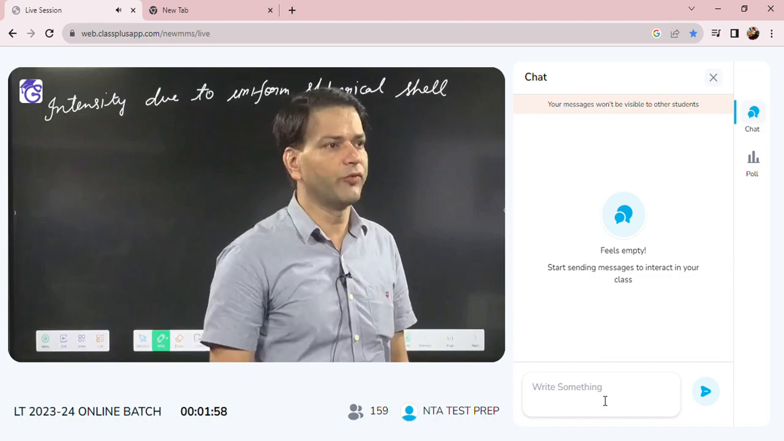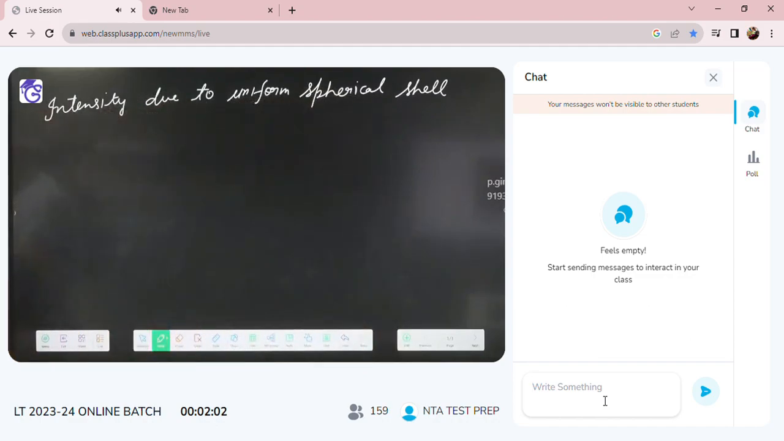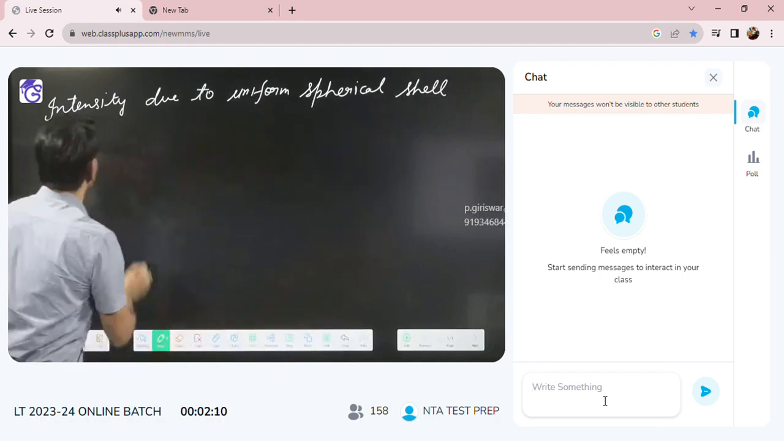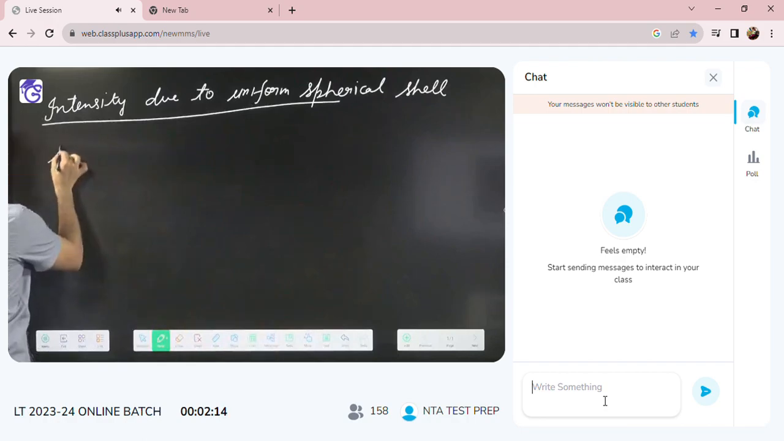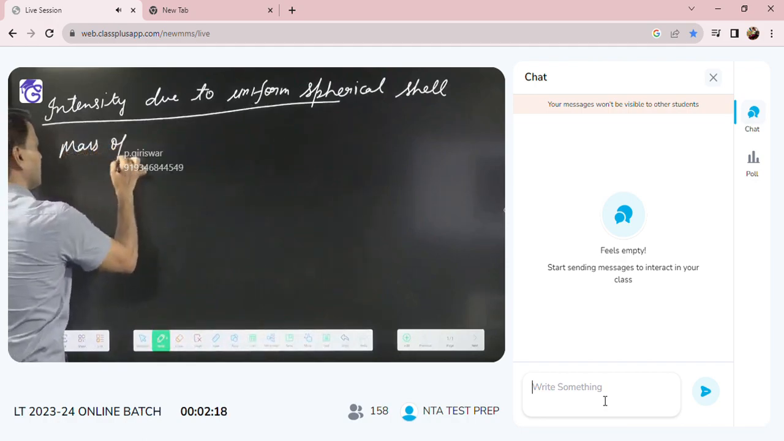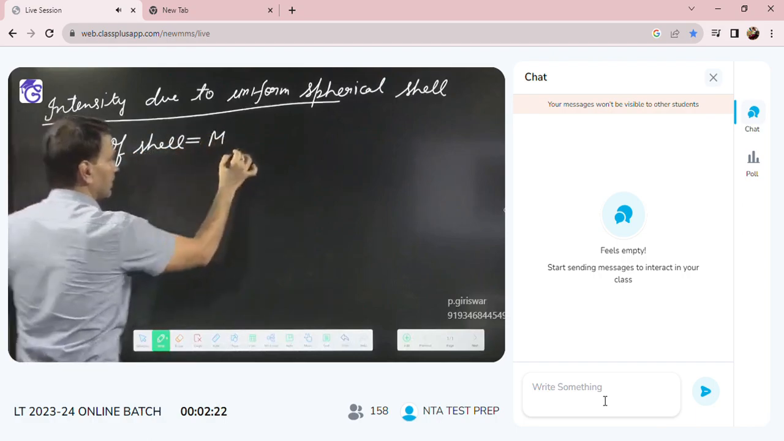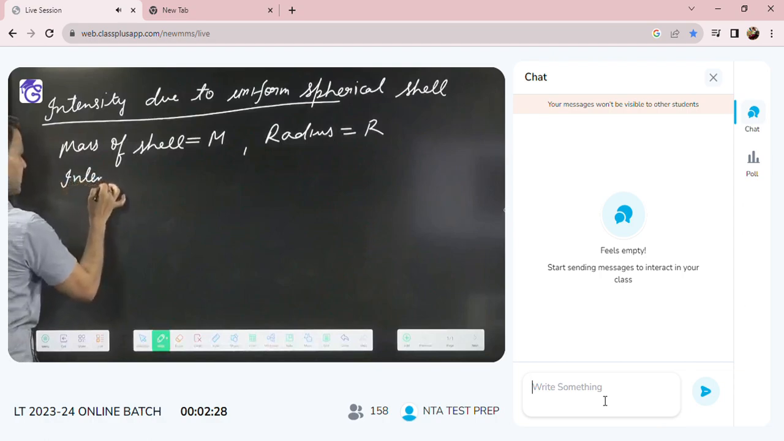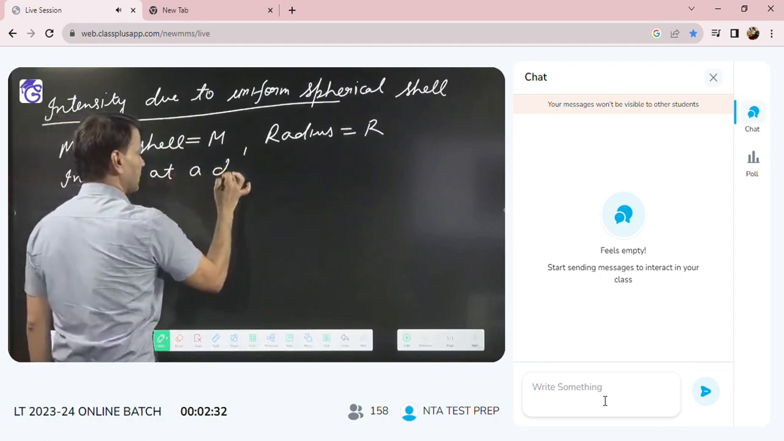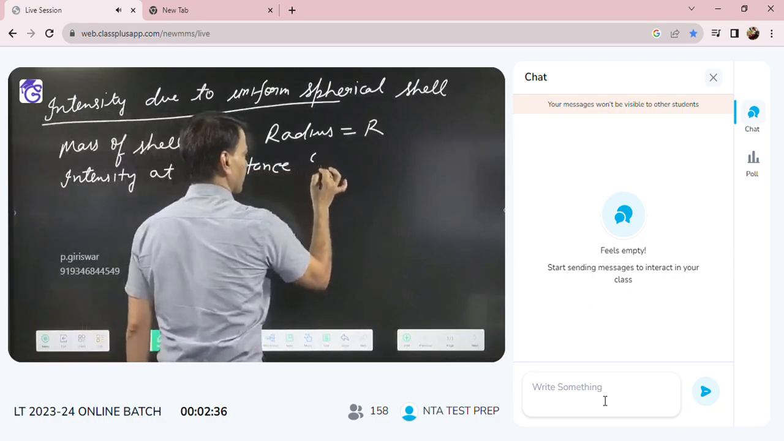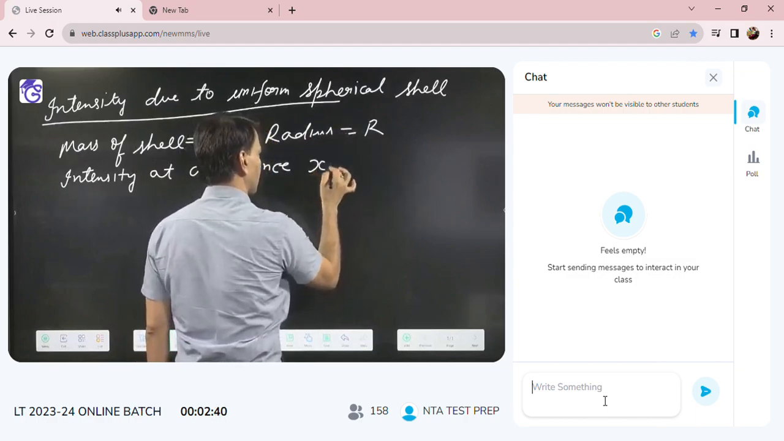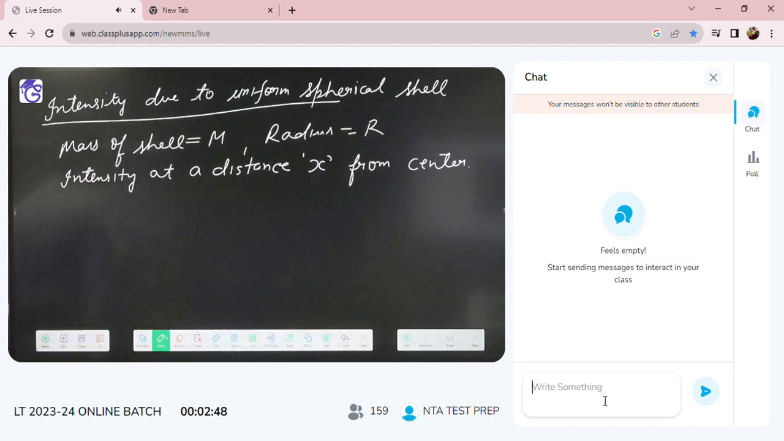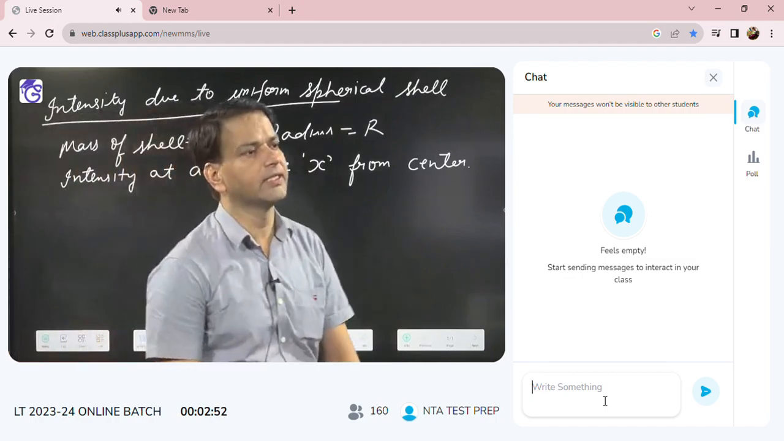Okay, so intensity due to the uniform spherical shell. If I am taking the spherical shell, mass of shell is m, radius r. Then intensity at a distance from center. So we want to find the intensity due to the spherical shell.